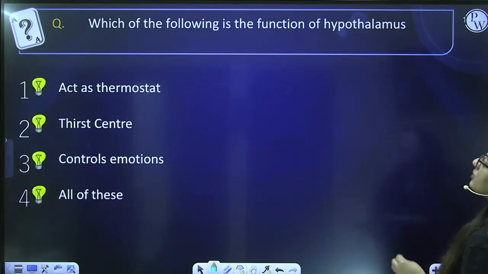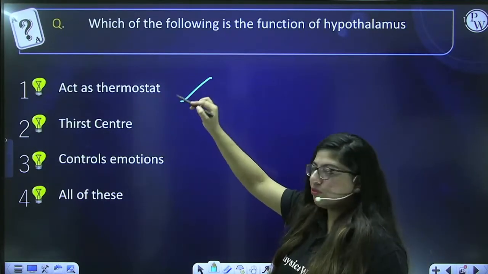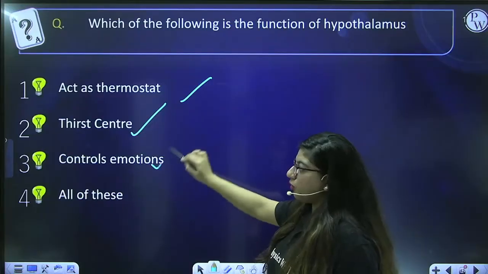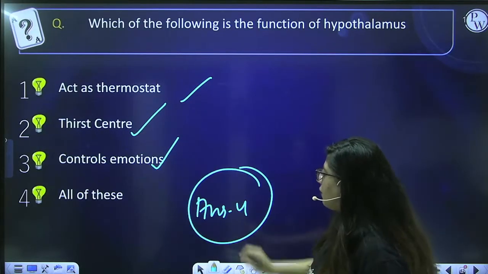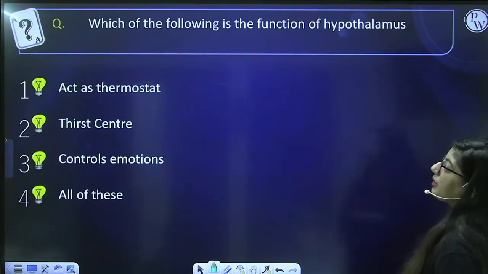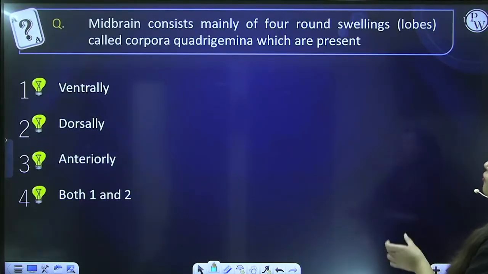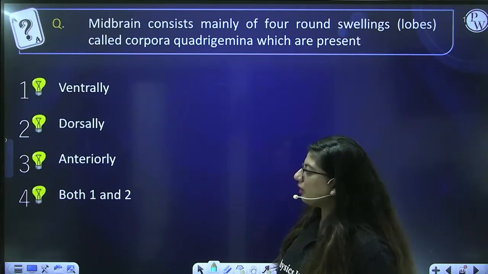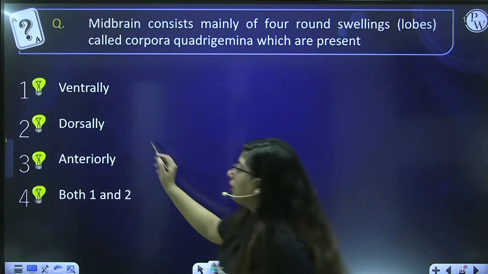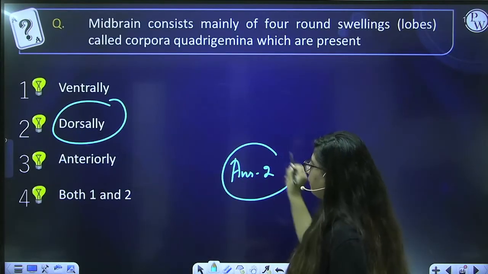which of the following is a function of the hypothalamus? Act as a thermostat. True, it controls body temperature. Also the thirst center, and it also controls emotions. So all of these are the functions of the hypothalamus. Next, okay, that's a repeat, I guess. The midbrain consists mainly of 4 round swellings, lobes called corpora quadrigemina, that are present ventrally, dorsally, anteriorly, both 1 and 2. So straightforward, they are present dorsally. Answer 2. Okay. All right.